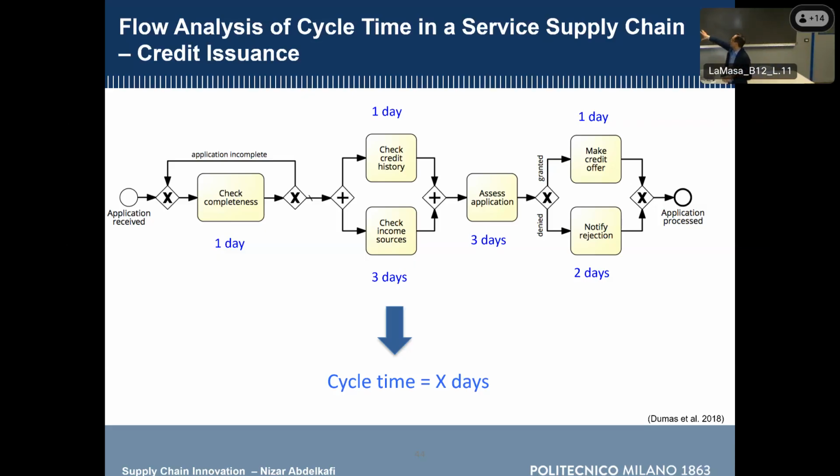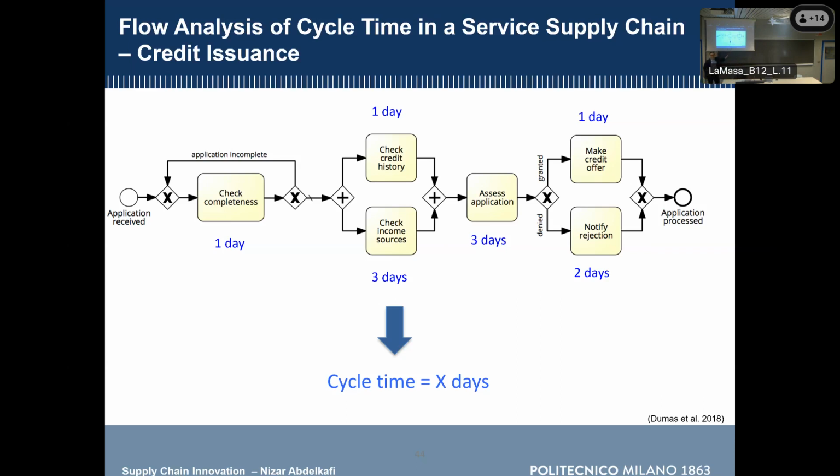Good. Now, once done, the application is assessed. It depends, of course. There are some very clear cases, clear and positive or negative, and there are cases which are not very clear, and therefore the application has to be assessed. This process needs 3 days, and you have the duration of the processes in blue. Then the bank makes a credit offer, or notifies a rejection, saying no, you will not get the credit. And at the end the customer is informed, and the application is processed, done, completed. And we would like to identify the cycle time.